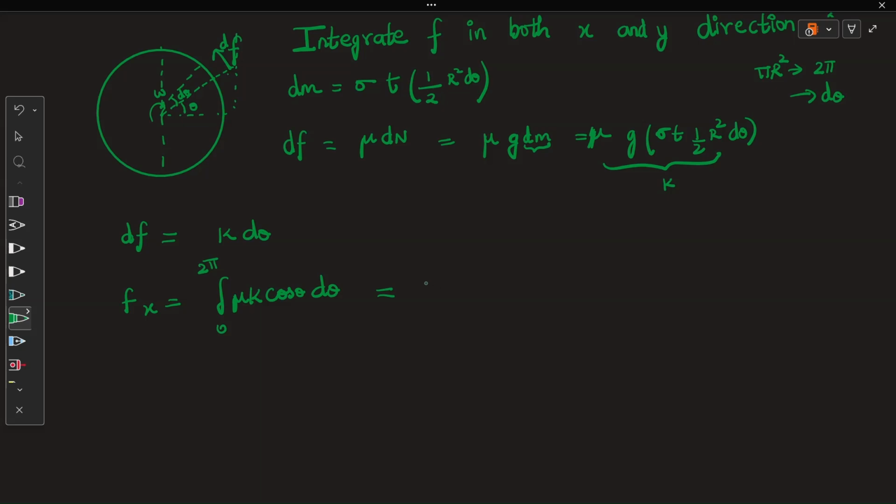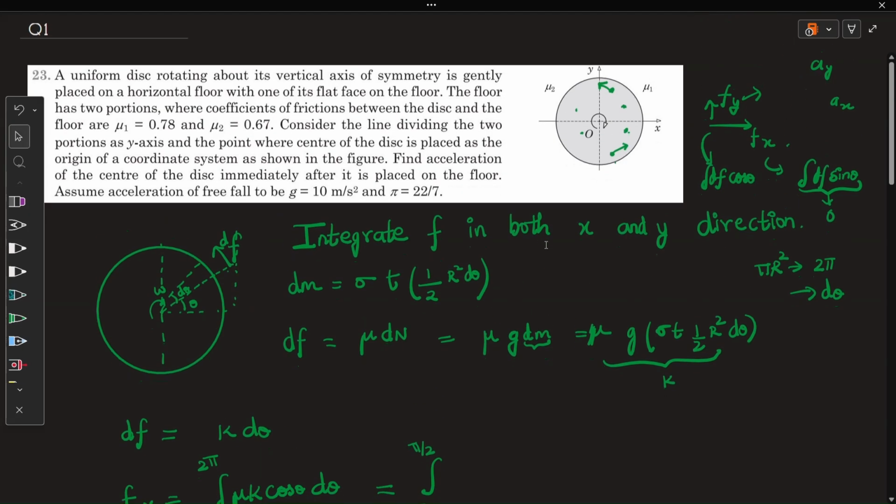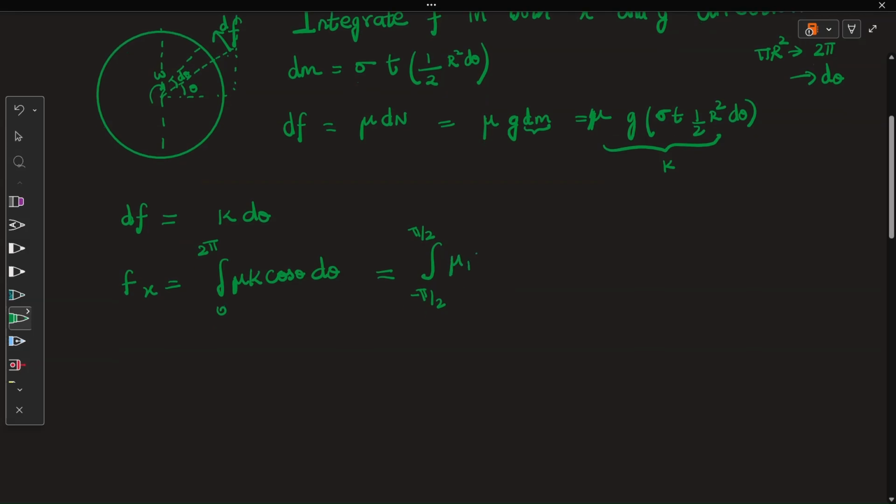So what I have to do is, let's take the range, which is minus pi by 2 to plus pi by 2. What is the value of mu? It's mu 1. So mu 1 k cos theta d theta, plus from pi by 2 to 3 pi by 2, you get mu 2. So mu 2 k cos theta d theta. If you integrate this, it's simple cos theta integration, you can do it.